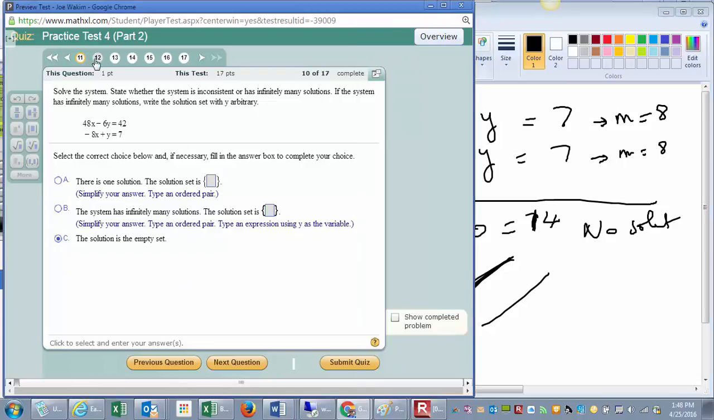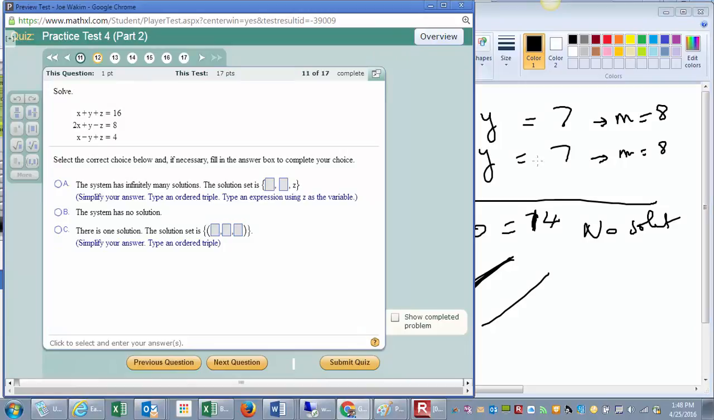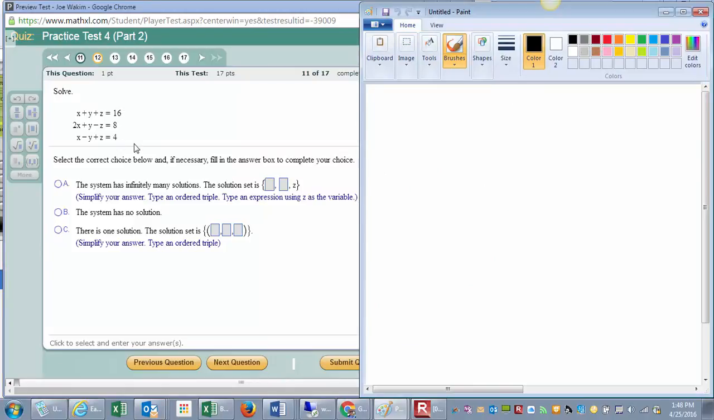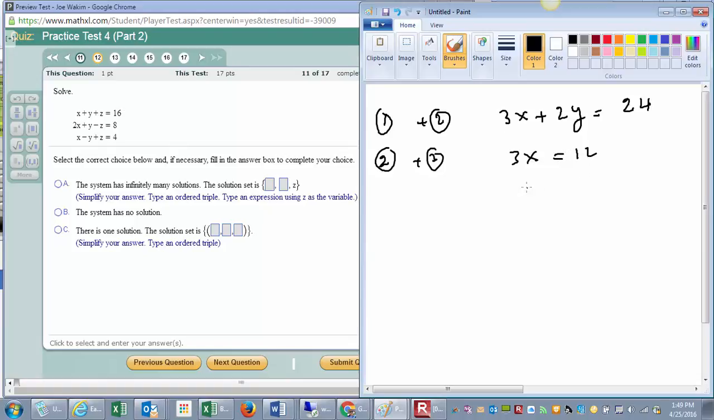All right, let's go to number 12. Okay, this is another 3 by 3. We have to do first two, the last two. If you add the first two, the z will cancel. So 1 plus 2, then you end up with 3x plus 2y, 16 plus 8, 24. But if you add 2 and 3, also the z will cancel. Then you have 3x and the y will cancel. That's nice. Y and z cancel equals 12. Therefore, x equals 12 over 3, 4.